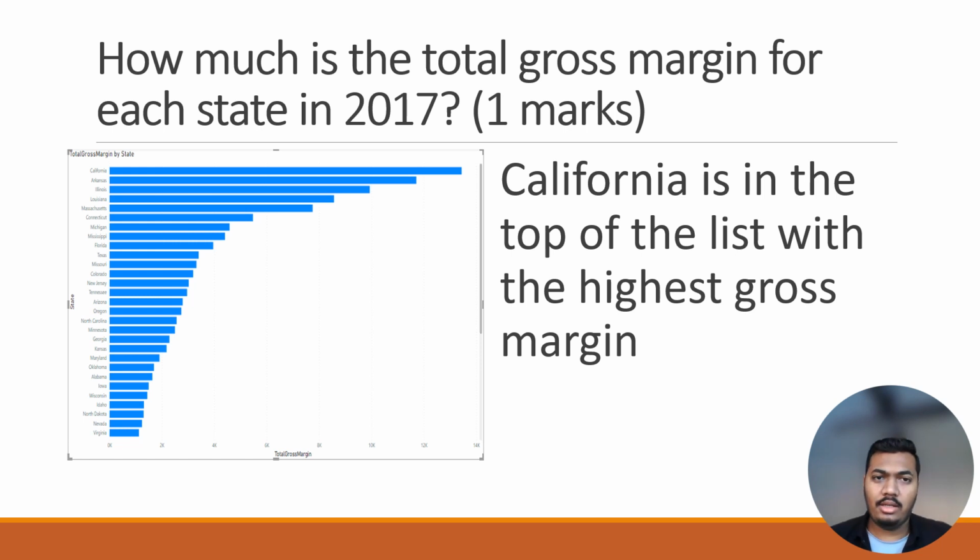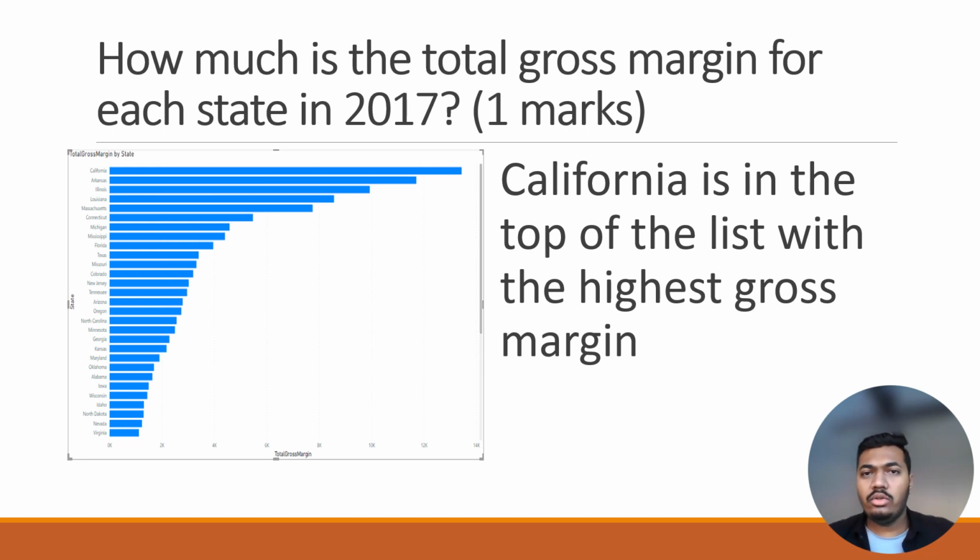Our second question is, how much is the total gross margin for each state in 2017? This bar chart visualizes the total gross margin of each of the 30 states. As you can see, California is at the top of the list with the highest gross margin.